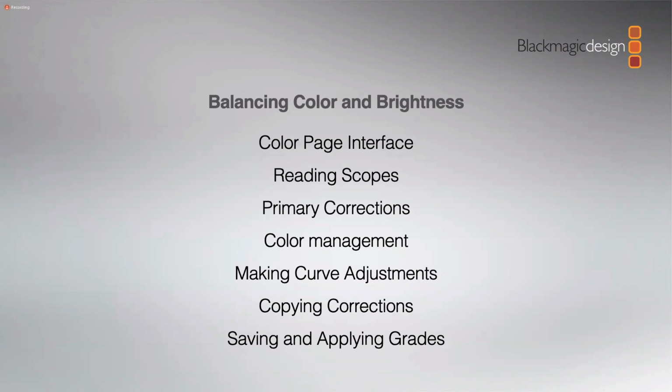So our first lesson today is balancing color and brightness, otherwise known as primary corrections. Just for reference, this is lesson 9 in your book. So we're up to lesson 9 already. We're going to be spending a little bit of time.